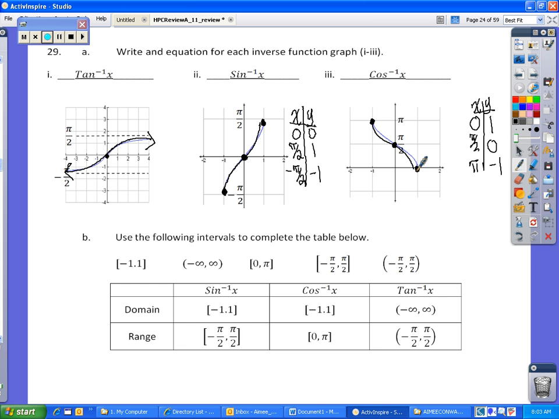What's going to be different is my range for each of these. My range for sine is going to be from negative pi over 2 to pi over 2, and for cosine it is going to be from 0 to pi.